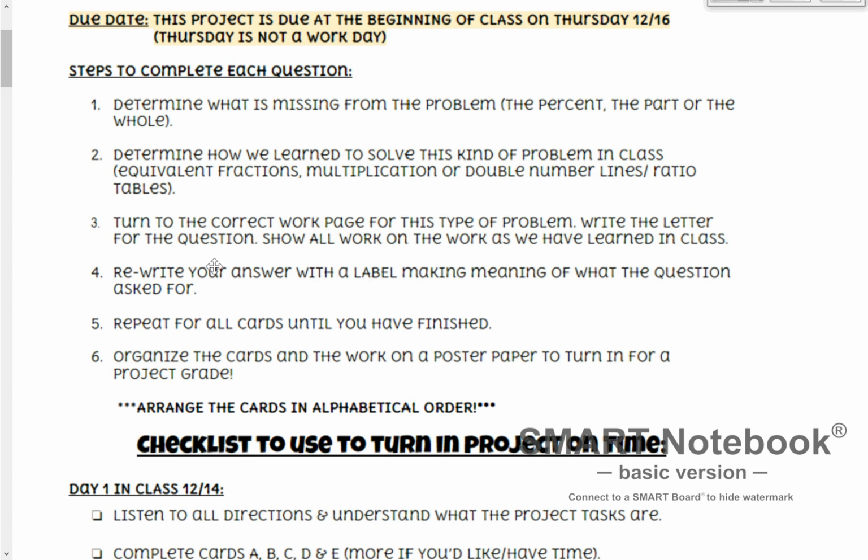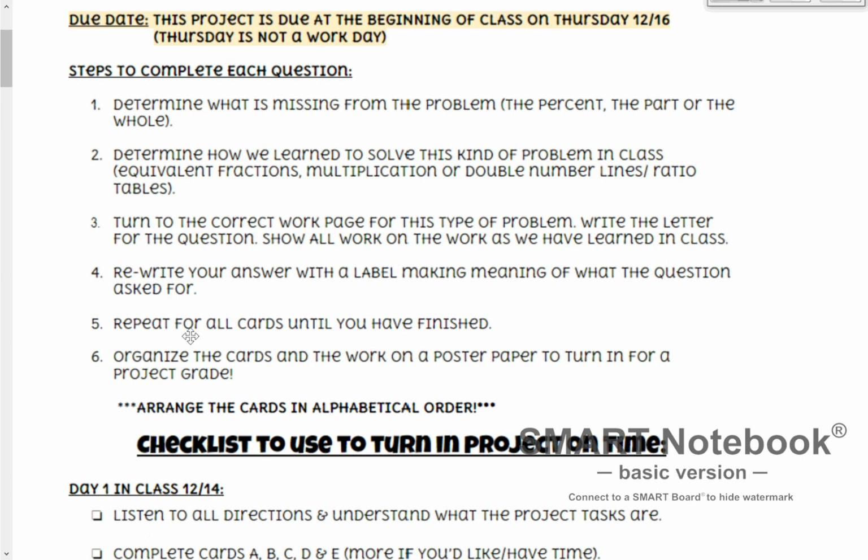When you're writing that answer, I really want you to write that with a label in order to make meaning for what the question was asking for. So if it asks how many students were there, your answer would be like 14 students. Okay, so make sure we use a label when we write that answer.